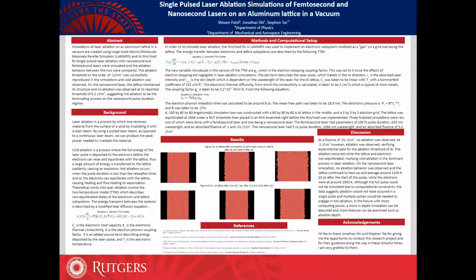So, methods and computational setup. As I mentioned before, I was using LAMMPS and its TTM fix, which implements the electrons as a sort of background gas on a grid that overlays the lattice, and the energy transfer is described by equation 2, which is a further modified version of equation 1. The new variable here is G sub S, the electron stopping coupling factor, which was set to 0 for this project because the effects of electron stopping are negligible when it comes to laser ablation simulations, and it's not the main focus of the project.